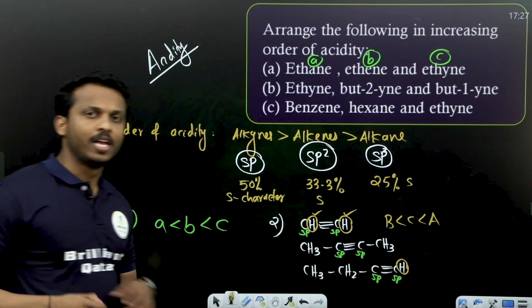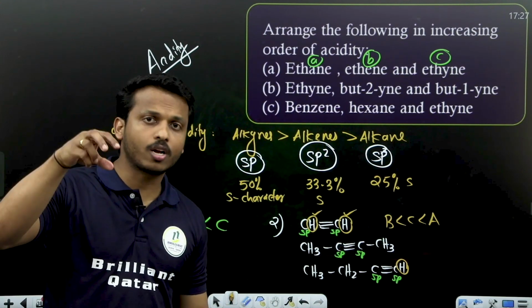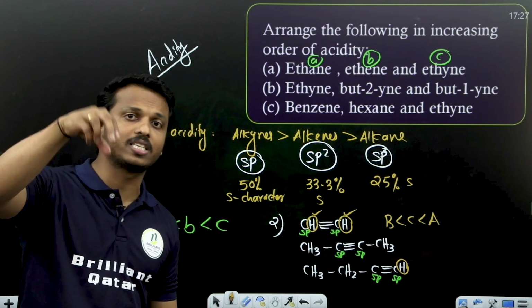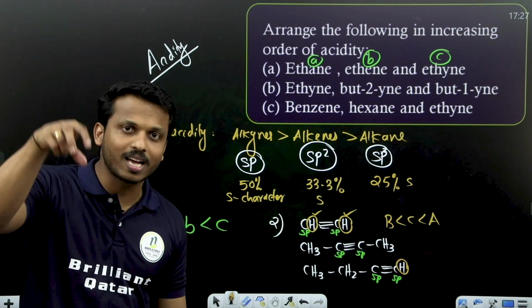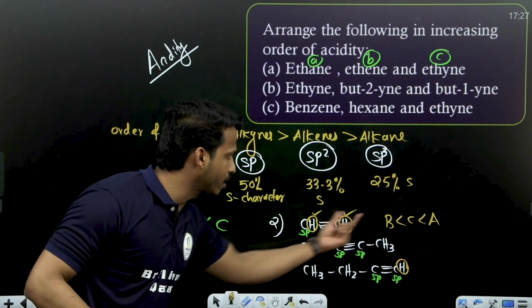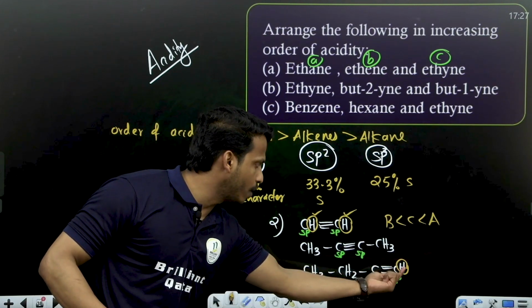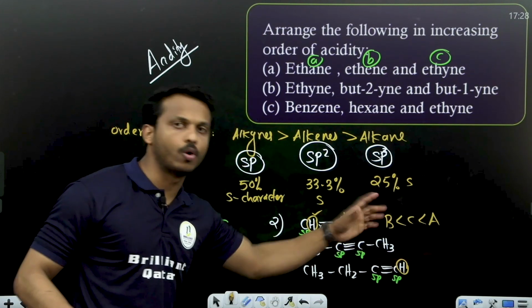A is more acidic. Then C, least B. So what is the thing? If all are alkynes, check on the triple bonded carbon whether there is a hydrogen or not. Those hydrogens are acidic. If it can donate two hydrogens, it is more acidic. It can donate only one H, therefore C, and B, no hydrogen.